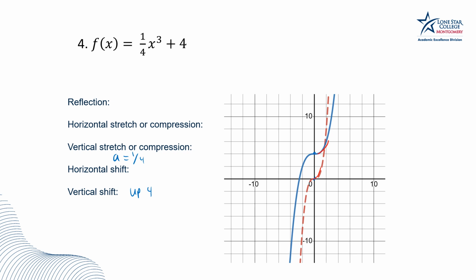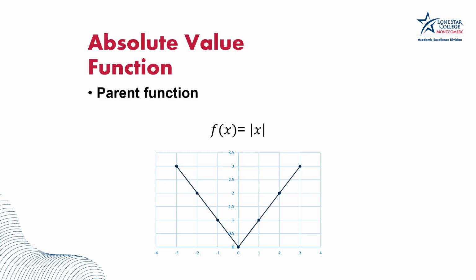Just as mentioned in the quadratic and cubic functions, the parent function, the absolute value, has the shape of a V, a V-like shape. And absolute value is always a function that has the two bars around the x, and that's absolute value. So the same rules of transformation can be applied to the absolute value function.